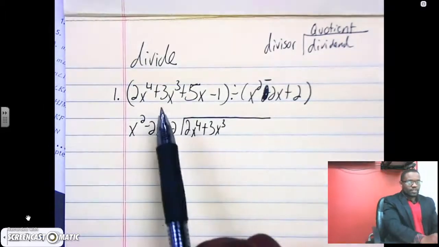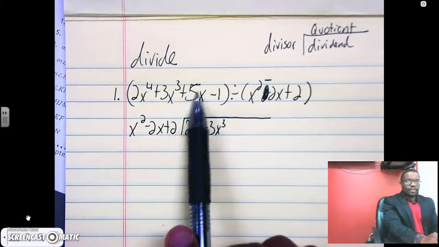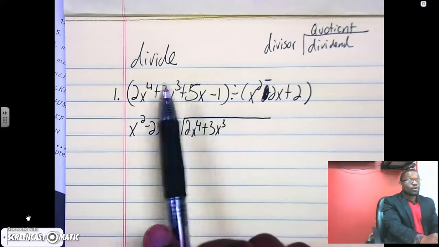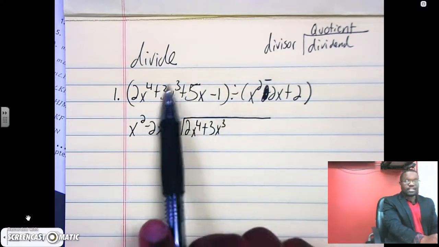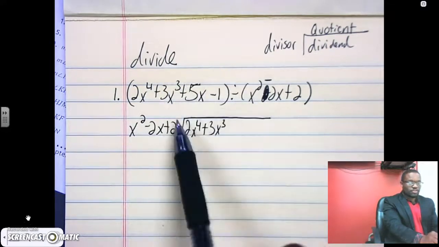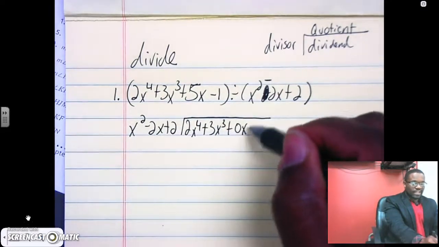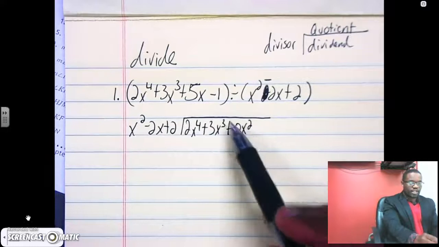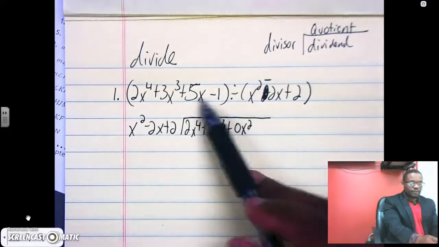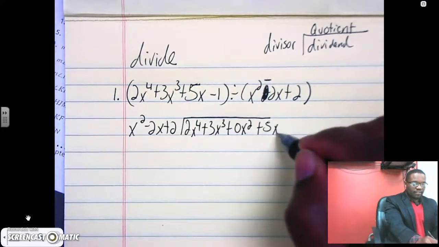Now notice, as I pause, notice this right here. There is no x squared. And whenever there isn't an x squared or an x cubed or whatever's missing, if you start off with a 4, you should go 4, 3, 2, 1, but I'm missing the square term. And whenever that happens, we have to put a placeholder like this. You put 0 as the coefficient in whatever variable is missing. And so I'm missing the x squared. And so then I continue writing 5x minus 1.